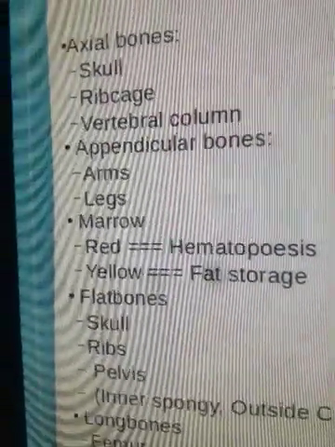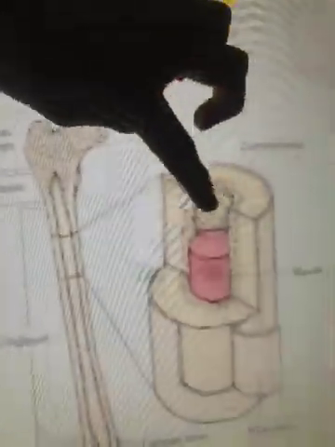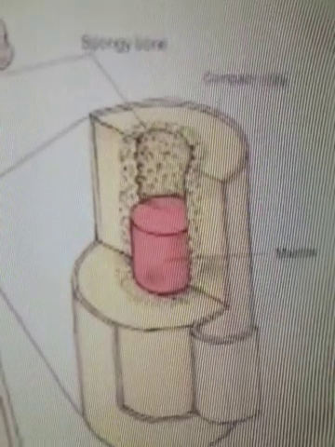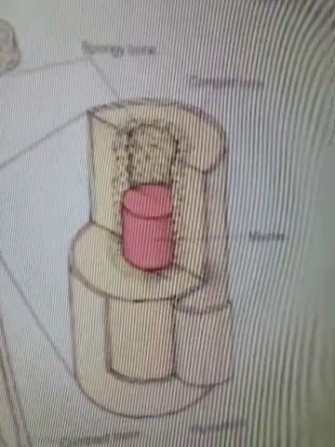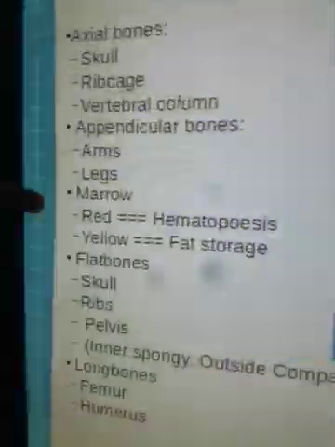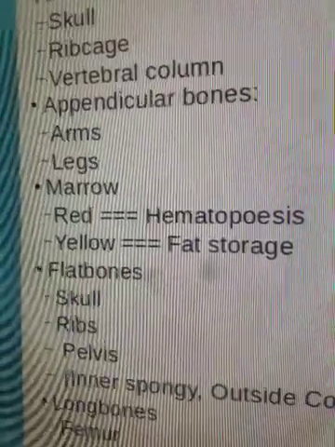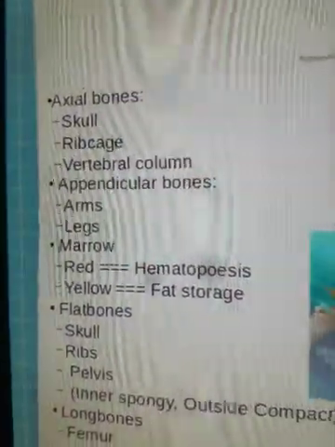And the marrow is this part here inside the bone. Here's where the hematopoiesis happens, right? So there are two types: the red one, where hematopoiesis happens, and the yellow one, that stores fat, right?